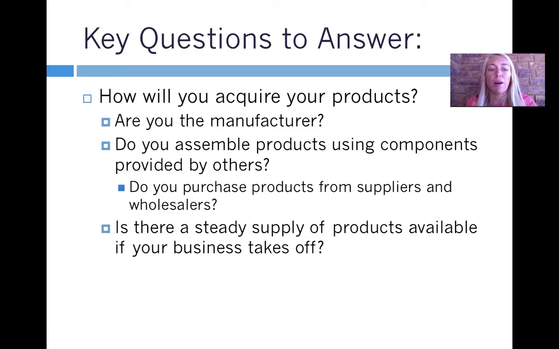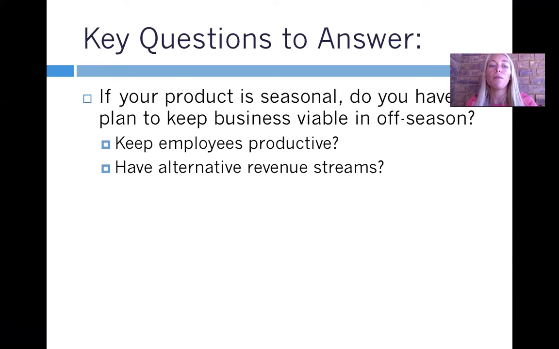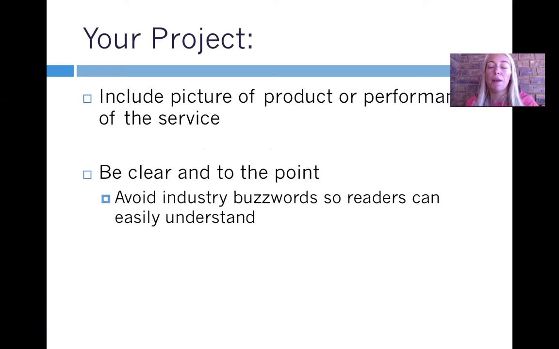Also, how will you acquire your products? Are you the manufacturer? Do you assemble products using components provided by others? Do you purchase products from suppliers and wholesalers? Or is there a steady supply of products available if your business takes off as well? If your product is seasonal, do you have a plan to keep the business viable in the off-season, keep employees productive, and have alternative revenue streams? It's a lot of things to think through, a lot of deep questions that hopefully this semester has helped you work through, and if not, now's the chance to research those.